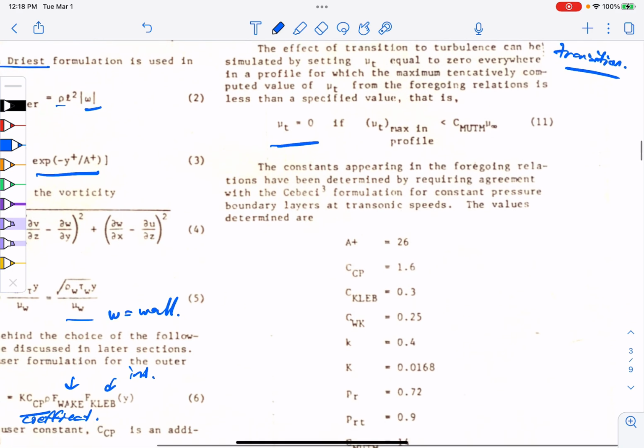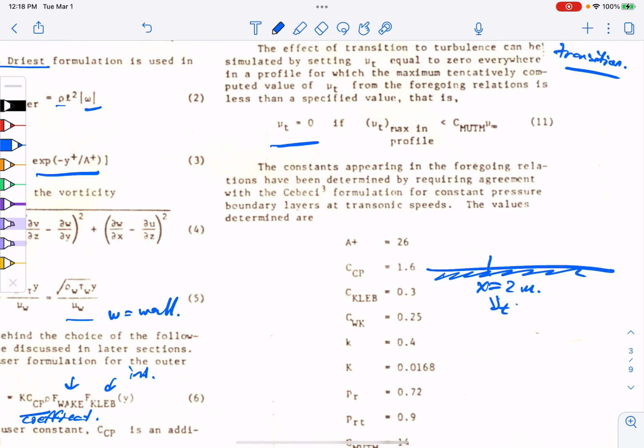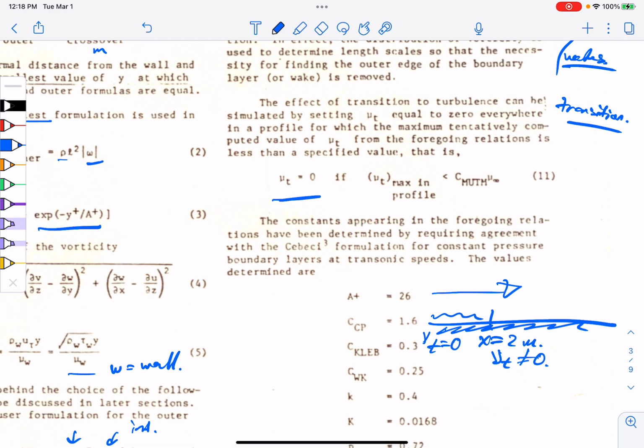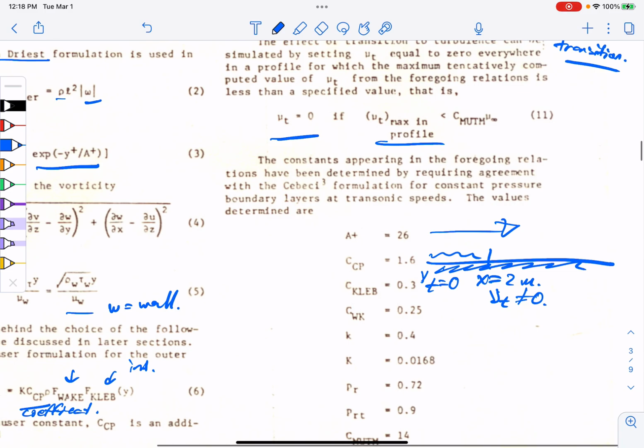So I suppose the original way is you might have a ball, and I would just say at x equals, I don't know, 2 meters, for instance, nu t is not 0 anymore. And before it, nu t is 0 in this location, as the flow goes downstream. And so then I would just let nu t be non-zero at some point where I know the flow transitions. The nice thing about this model is he's setting a cutoff value for nu t, and as it increases, then it trips the flow. And he has something like that in his paper.